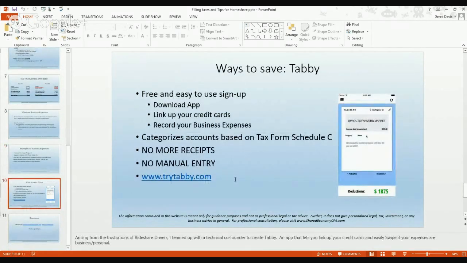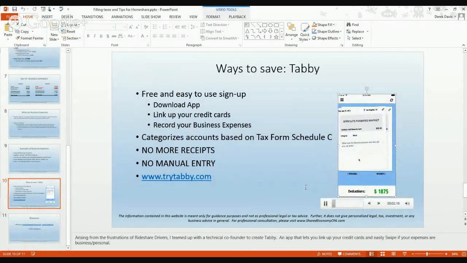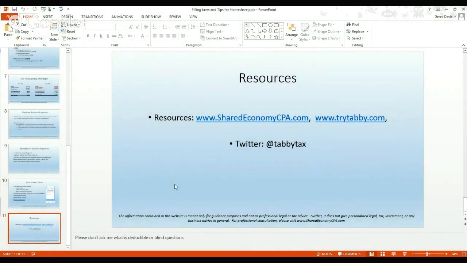So last but not least, Tabby is just a free mobile application that will allow you to connect all your debit and credit cards, and it allows you to easily swipe if your expenses are business or personal. And for all of your expenses that are swiped business, your tax deductions grow. So it helps you pay less tax, and it also allows you to keep notes on what your expenses were incurred for. So with that, I think that is my presentation.